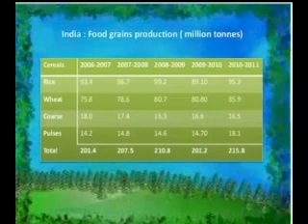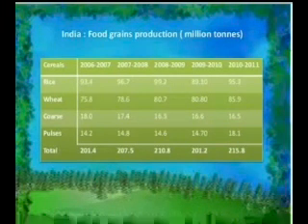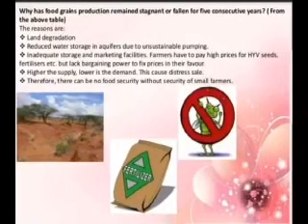This is the chart which shows India's food grain production. Why has food grain production remained stagnant or fallen for 5 consecutive years from the above table? The reason is land degradation, reduced water storage in aquifers due to unsustainable pumping, inadequate storage and marketing facilities.